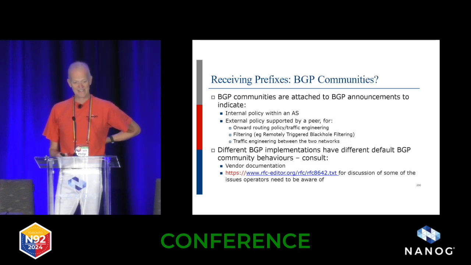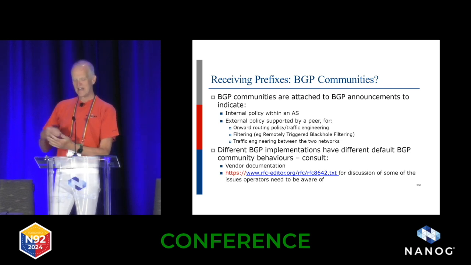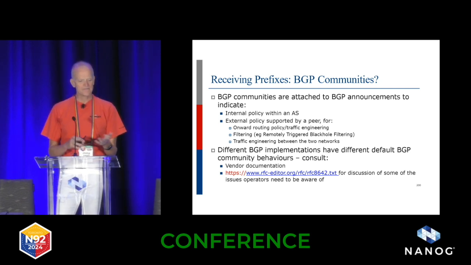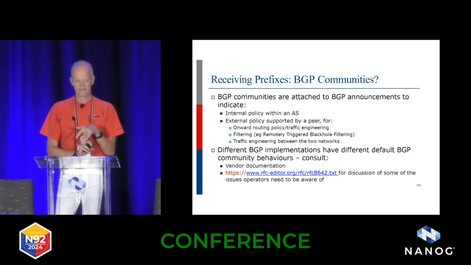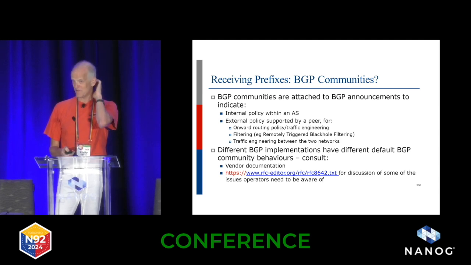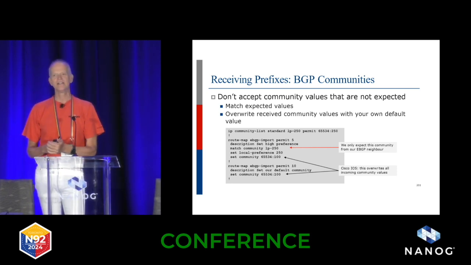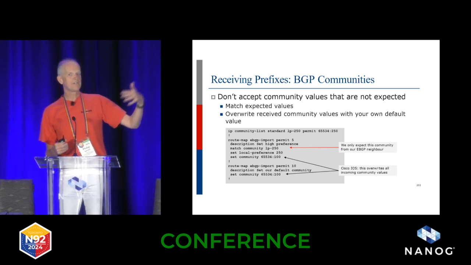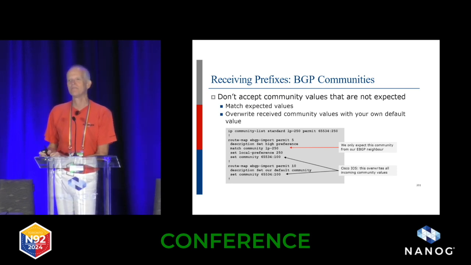What about communities? Well, communities, as I was saying earlier, internal policy within an AS, external policy supported by a peer for onward routing policy, filtering, traffic engineering. And I've talked about the implementations before. Check your vendor implementations. But what about community values that you accept? Don't accept ones that are not expected. If you've got communities you use internally, somebody could be announcing a prefix to you with your internal community that does things in your network that they're not meant to be able to do.